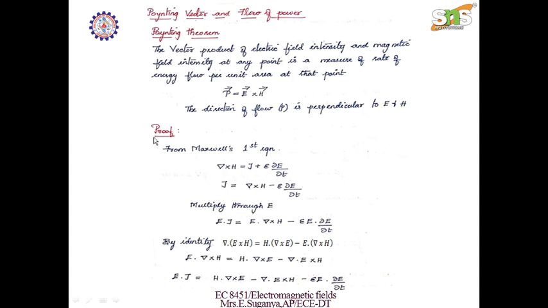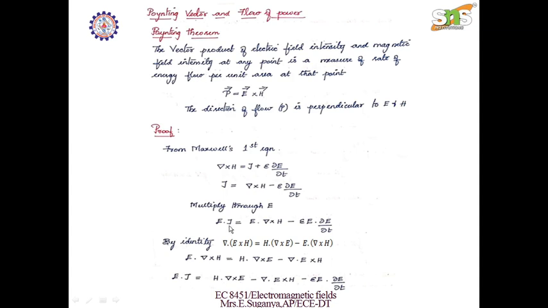So before going into the proof, first I am considering Maxwell's first equation. It is nothing but del cross H is equal to J plus epsilon into dou E by dou T. Now I am rearranging this equation: J is equal to del cross H minus epsilon dou E by dou T. Now multiplying on both sides with E. Why am I multiplying both sides with E? E is nothing but the energy. So energy multiplied with the current density gives the power.